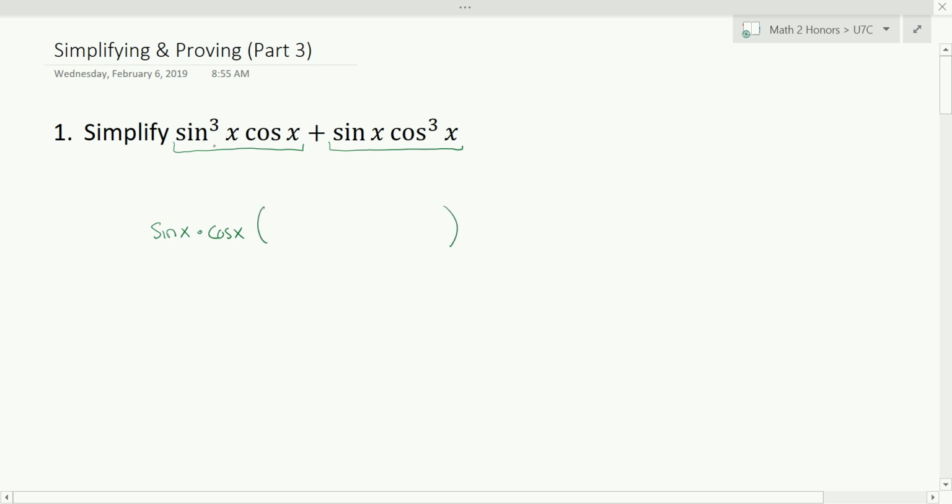So when I factored it out of the first term, what's going to be left? Sine squared x. And when I factor sine and cosine out of the second term, what's left? Cosine squared. And so sometimes when you factor, your result is going to be something that you're able to simplify. In this case, we have sine squared plus cosine squared, which is equivalent to 1. And so this becomes sine of x times cosine of x times 1, which is just sine of x times cosine of x. And that's all we're able to do on this one.